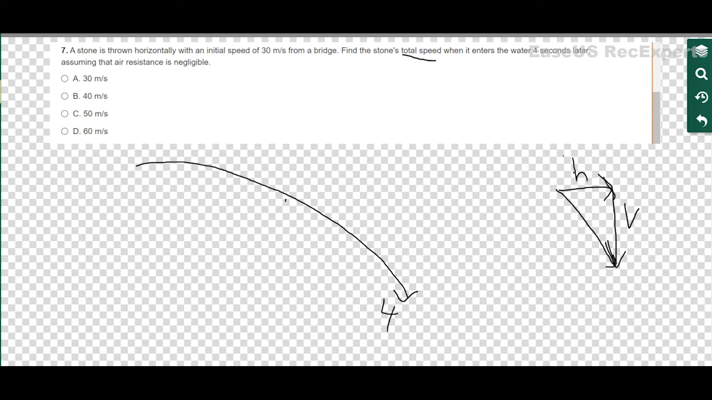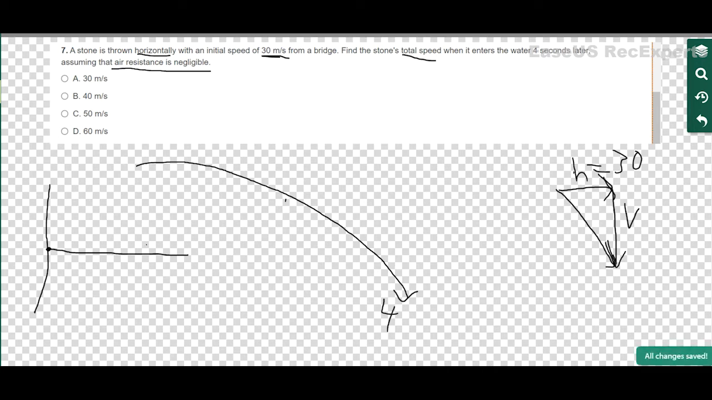Now your horizontal speed will remain at 30 meters per second because we are assuming that air resistance is negligible. So 30 meters per second will remain constant because there's no other force acting upon it. There's no acceleration, there's no deceleration. So this will be equal to 30. Now we want to find the vertical speed. Because the stone is thrown horizontally, we are assuming that there is no initial vertical velocity, and we can once again use a velocity graph.